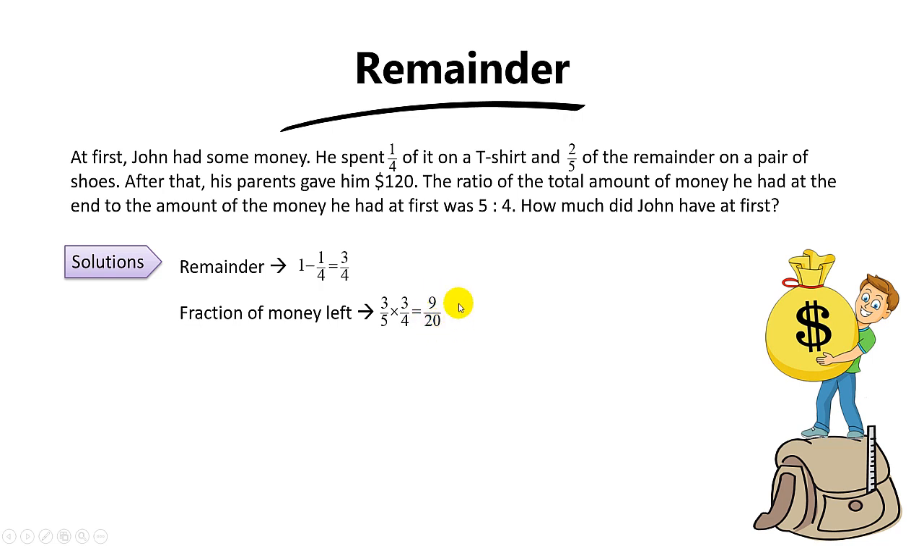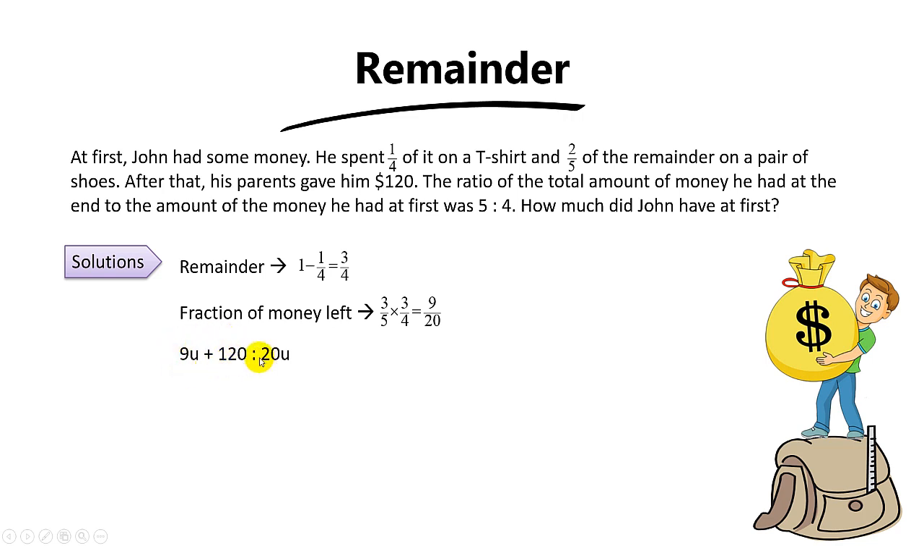Do take note of this fraction. What does this fraction mean? It means that at the start, he has 20 units, and after that, he has 9 units left. Now his parents are going to give him $120. So in the end, the amount of money he has is 9 units plus 120. Make sense? This will be the amount he has in the end.